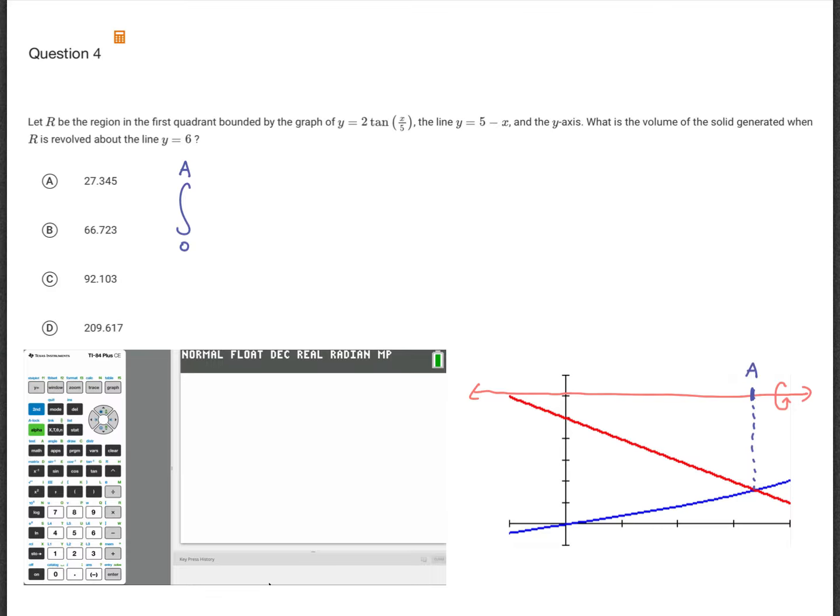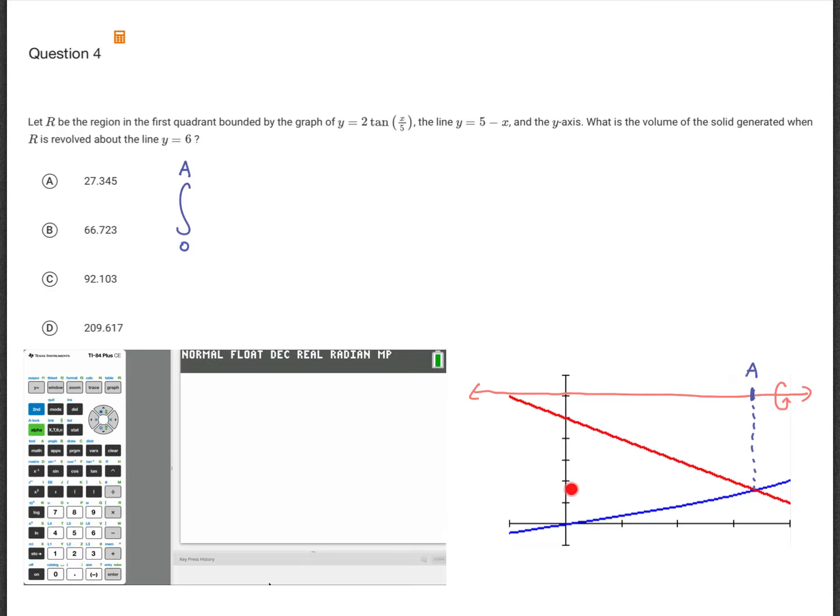One thing, we're rotating it around a horizontal line. So we're rotating it around a line that's parallel to the x-axis. That means everything's going to be in terms of x, at least if we do this washer method, which is what we're doing. If we were rotating around the y-axis or some line parallel to the y-axis, like x equals a number, everything would have to be in terms of y. But we'll have everything in terms of x.